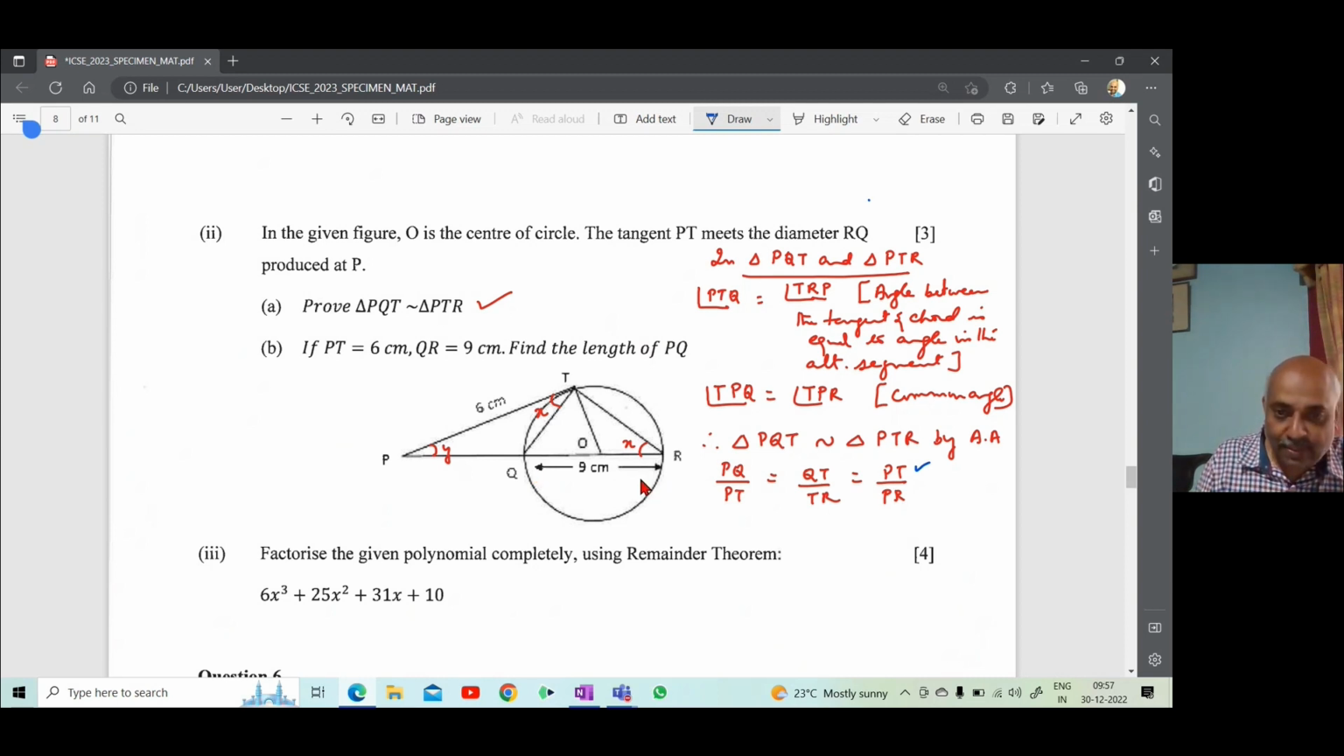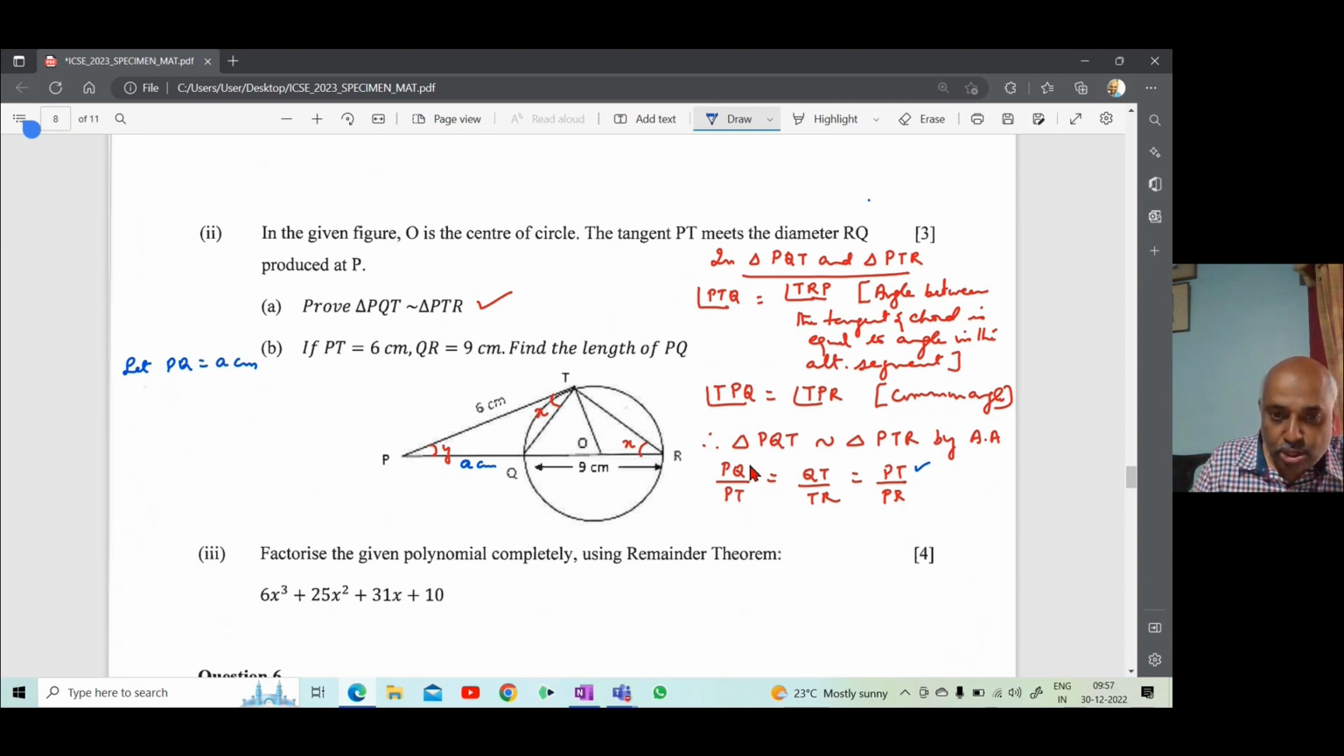QR is 9. PQ, have they given PQ? PQ, we don't know. So what I will do, I'll say let PQ be equal to A. So I'm going to do it here. Let PQ be equal to A centimeter. I'm just saying let this be A centimeter.